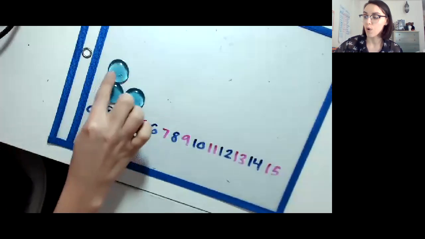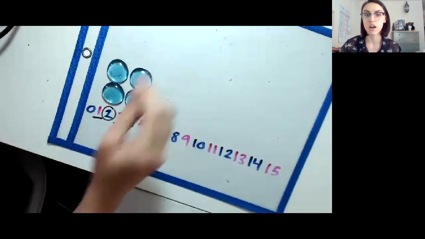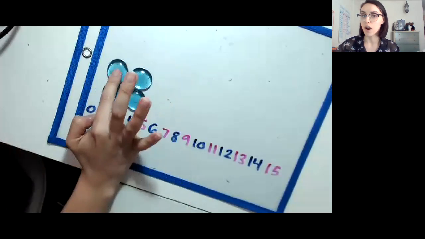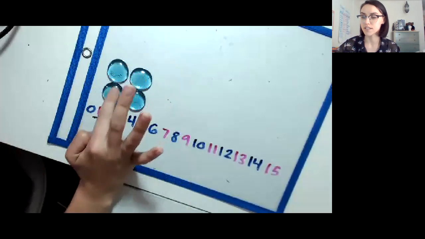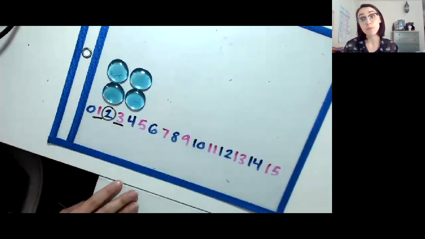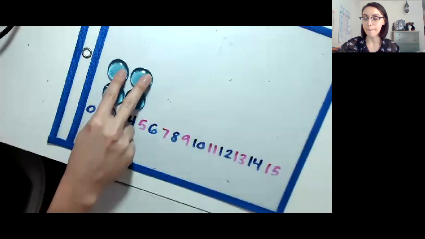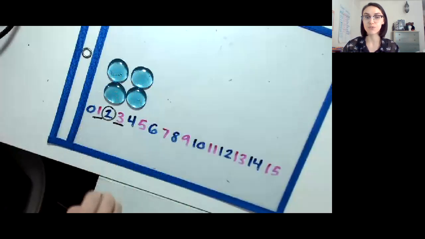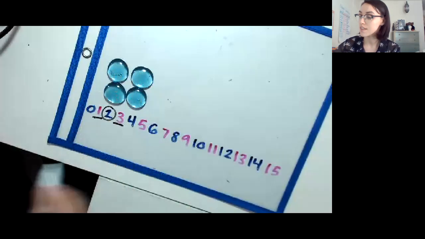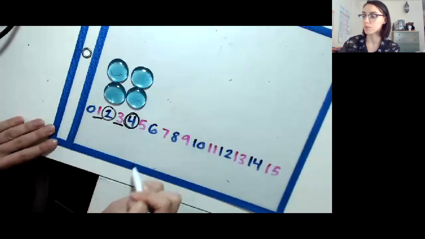Okay, let's go to 4. Right now we have 1, 2, 3. Now we have 4. So we have a partnership here. They're paired together. We have a partnership here. There also would be a doubles fact sentence for this number. Can anyone think of what the doubles fact sentence would be? That's right. It would be 2 plus 2 is 4. So we just proved that 4 is an even number.